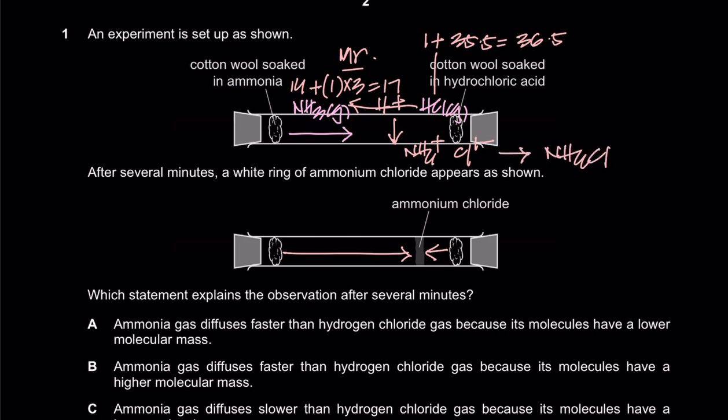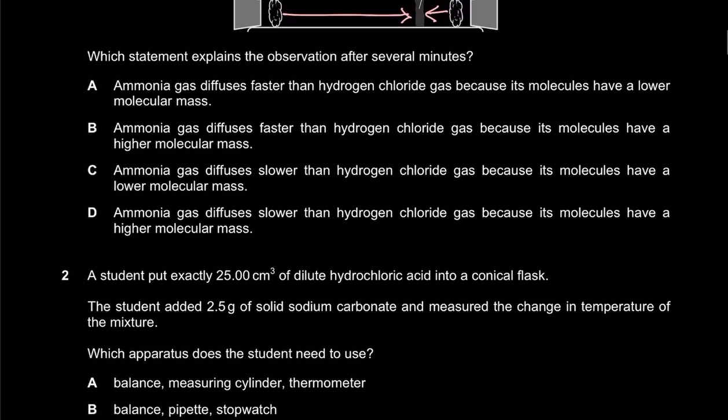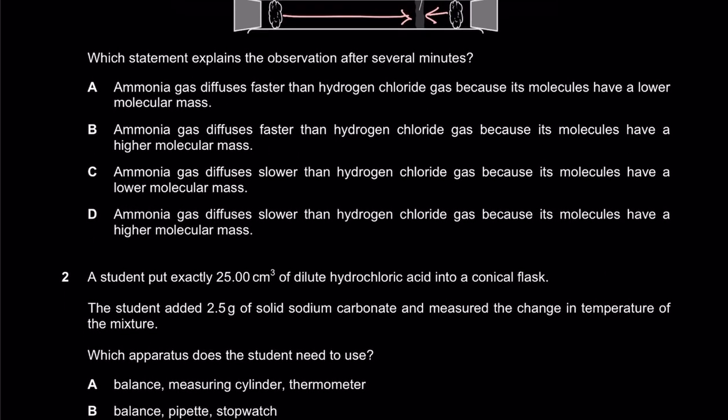So, obviously you don't need to dissect the question to this much extent. The reason I'm doing it is to revise your concepts, and that is all. The question says, which statement explains the observation after several minutes? You are just going to read the question and go into the options, and then you're going to eliminate each and every option.